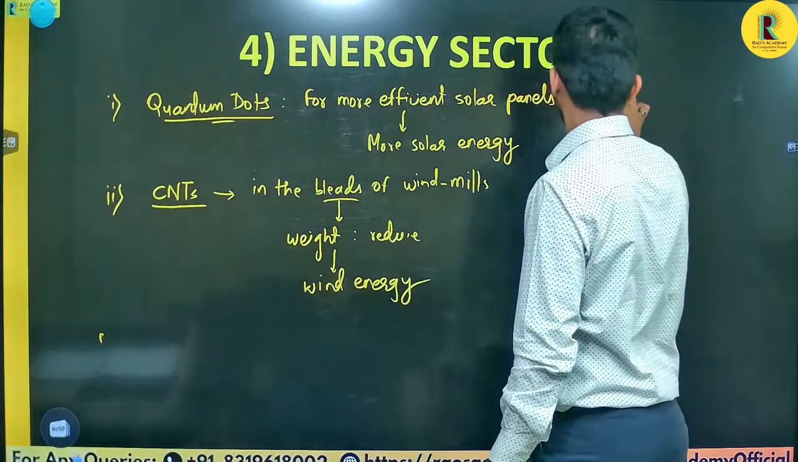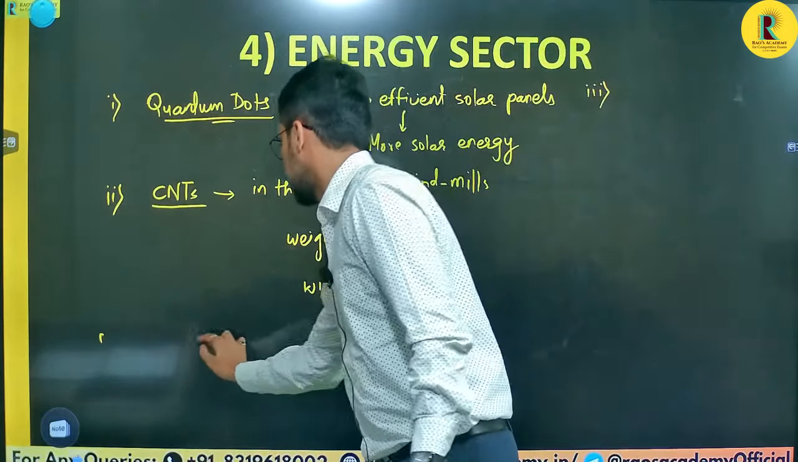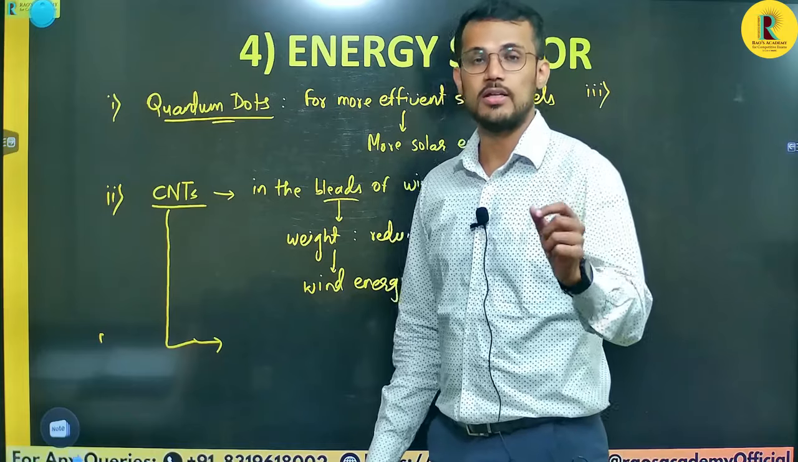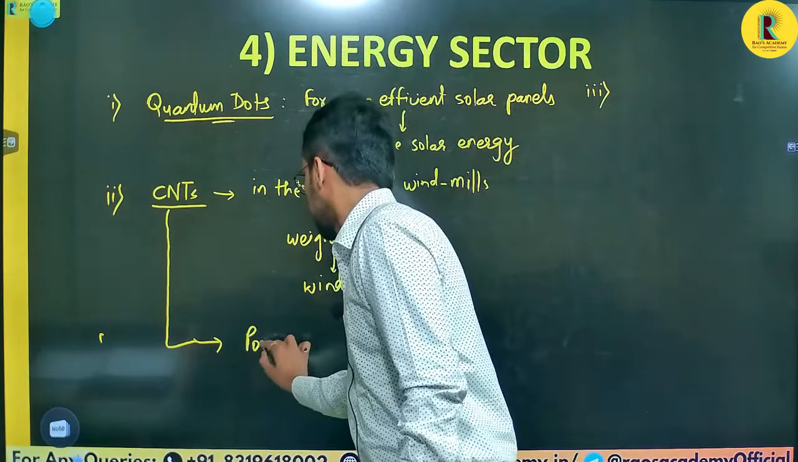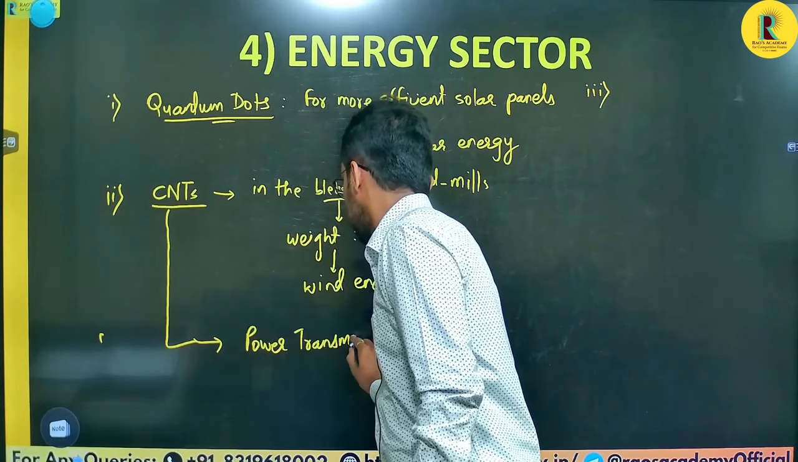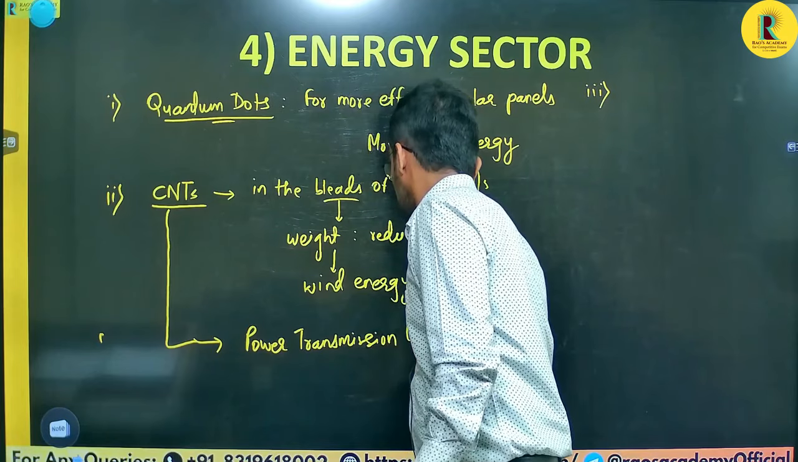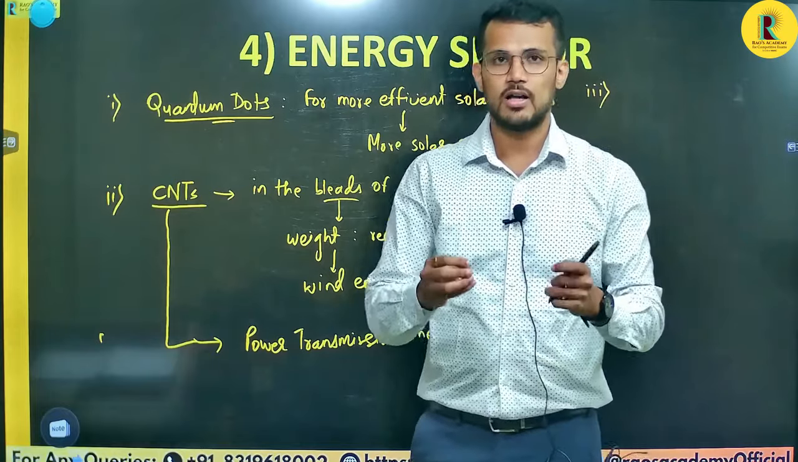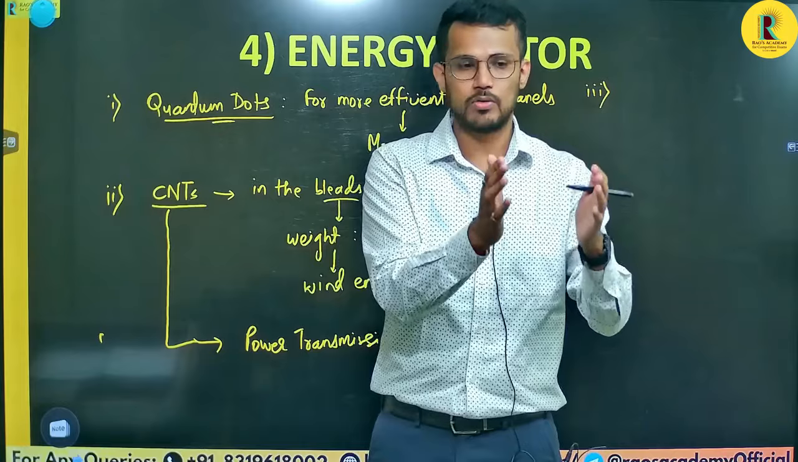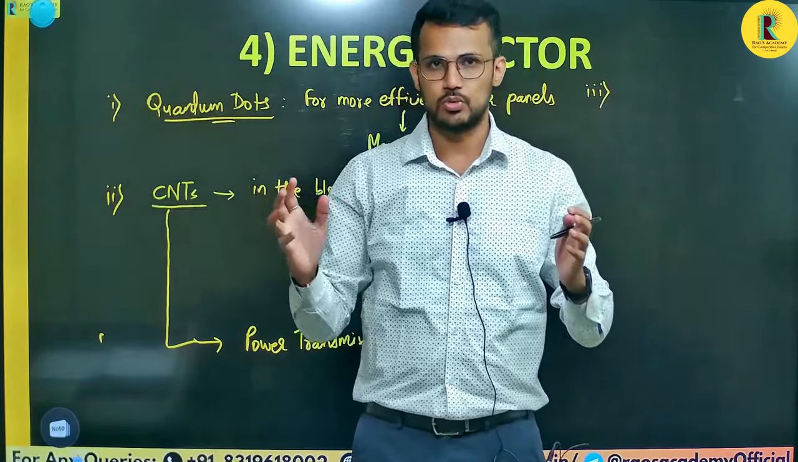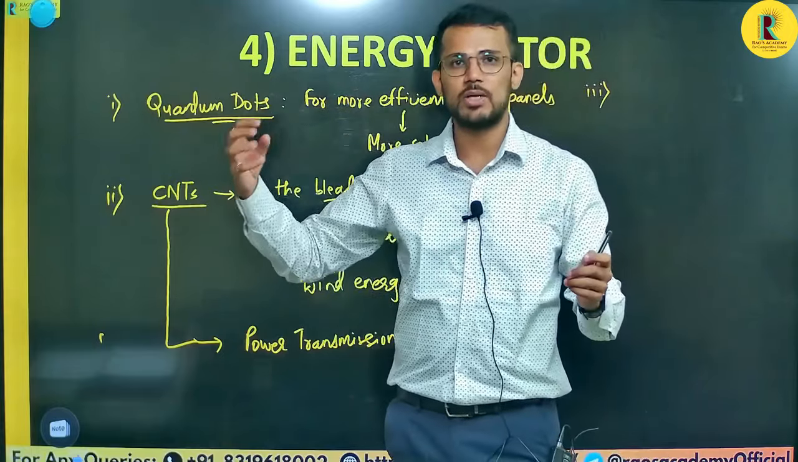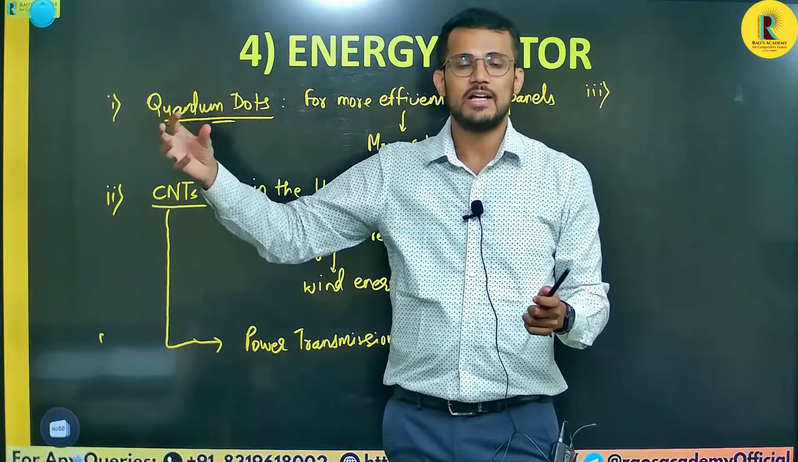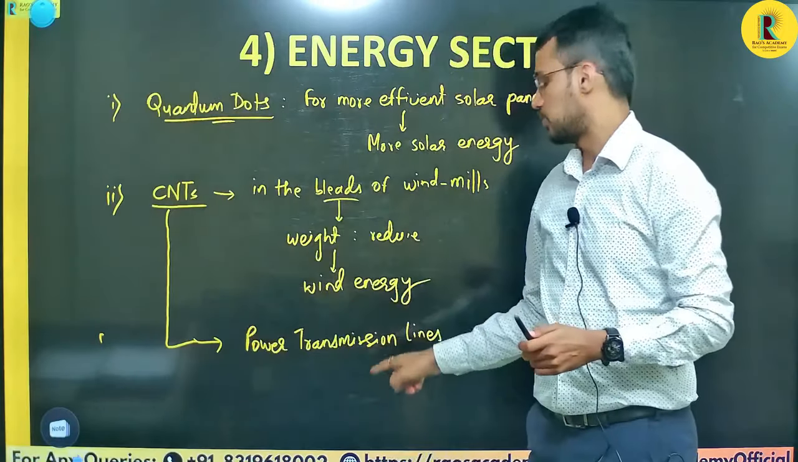Now, one more application of CNTs. Carbon nanotubes can be used in power transmission lines. What are power transmission lines? Power transmission lines are those cables that carry power from the generation center to the areas where it is being used. Power is generated at one place and it would be consumed at a different place. So from that place where power is generated, power is carried with the help of cables towards areas where power would be used. Those cables are called power transmission lines.